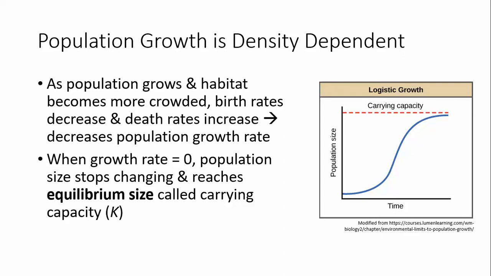So population growth is dependent on the density. As a population grows, your habitat becomes more crowded, there's more competition for resources, and so birth rates will decrease, death rates will increase, until eventually you reach the carrying capacity, which is where you have an equilibrium: equal births, equal deaths, equal amounts entering, equal amounts leaving the population. That's the carrying capacity, which is, for some reason, abbreviated as a capital K.